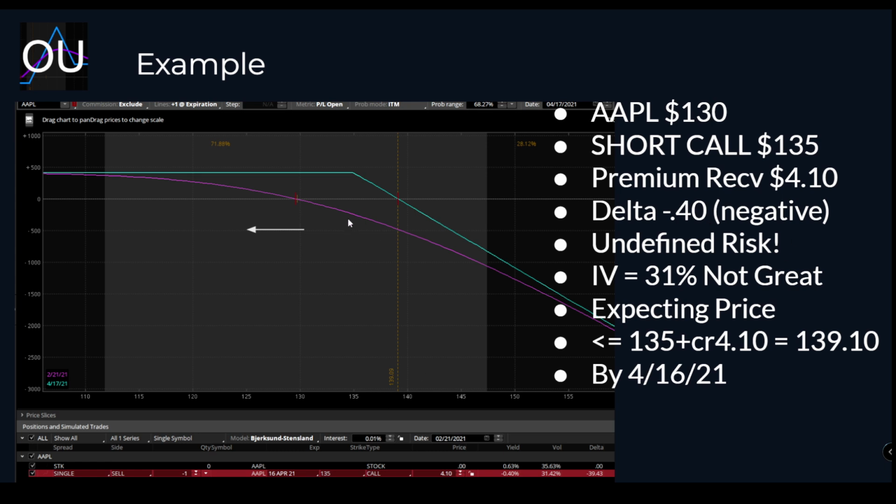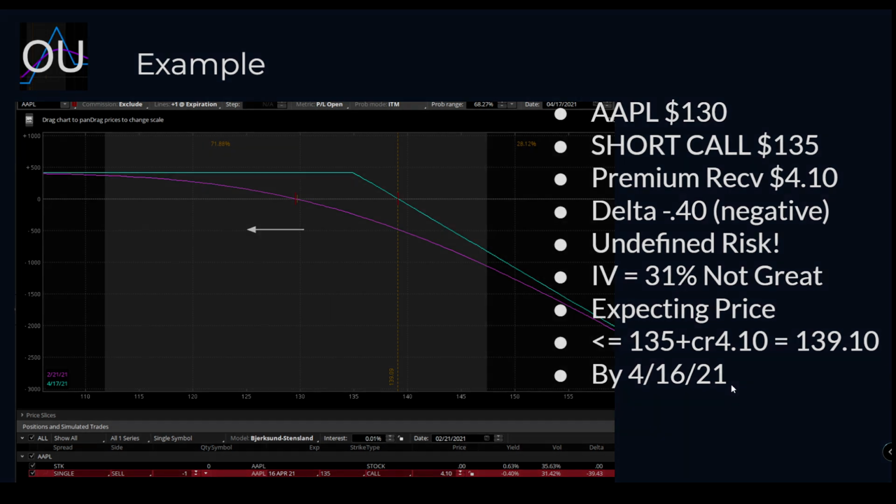It's undefined risk, meaning we have losses all the way ahead of us if the price moves against us. We have an IV rank of 31%, not great for selling options. We're expecting the price at expiration to be 139. Break even would be 139 or lower, right, by 416. Obviously, we want it to be much lower, and you see that curve again.